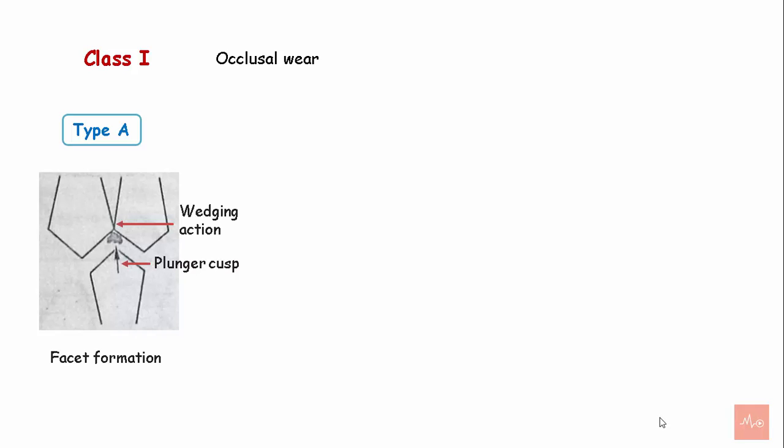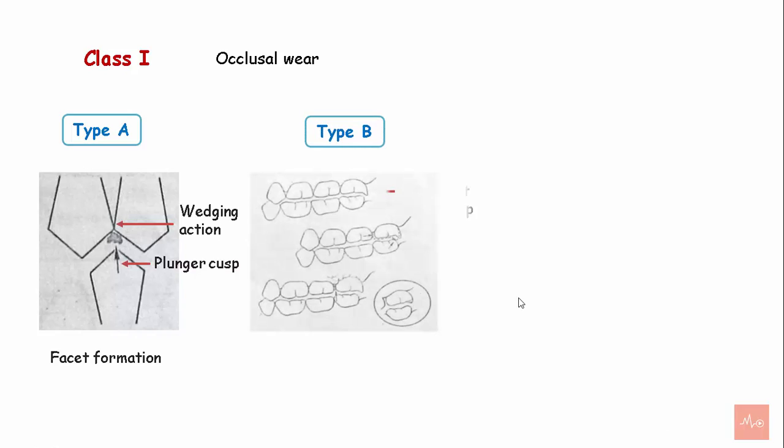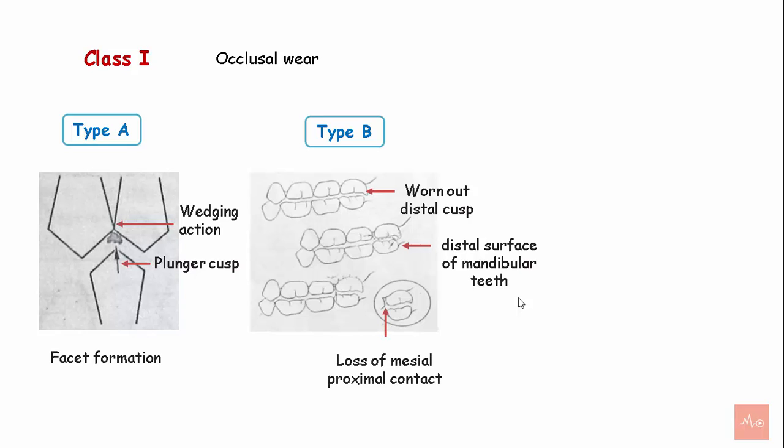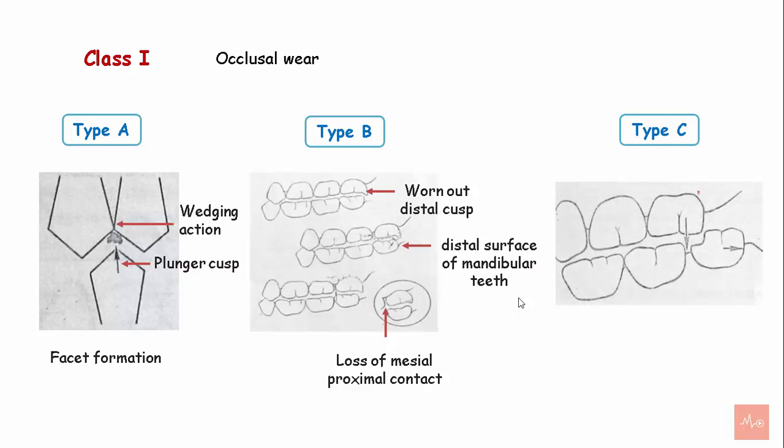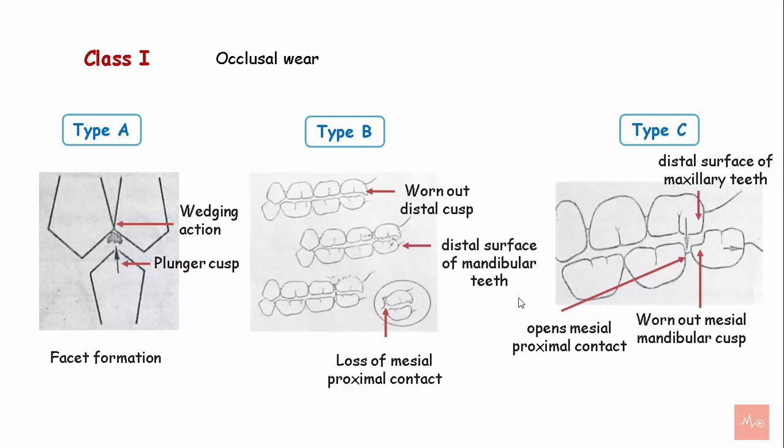Type B. In presence of the worn out distal cusps of the maxillary distal tooth, the distal surface of mandibular teeth comes in contact with this worn out distal cusp, which leads to loss of mesial proximal contact of the maxillary tooth, leading to food impaction. Type C. This is associated with the distal surface of maxillary teeth coming in contact with the worn out mesial mandibular cusp, leading to the presence of open mesial contacts in the mandibular teeth, leading to food impaction.